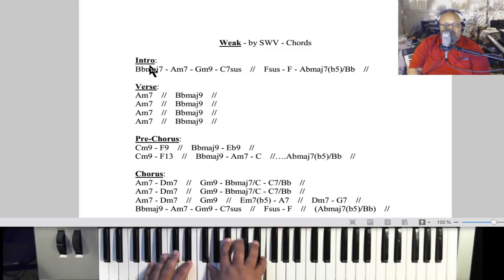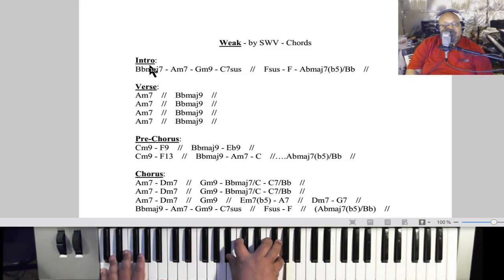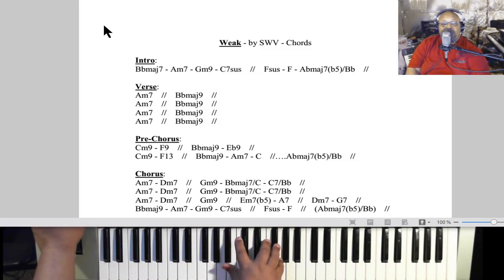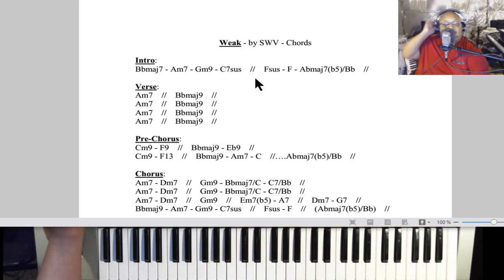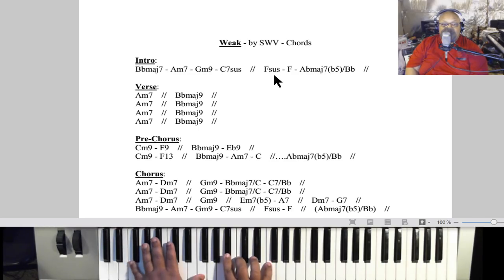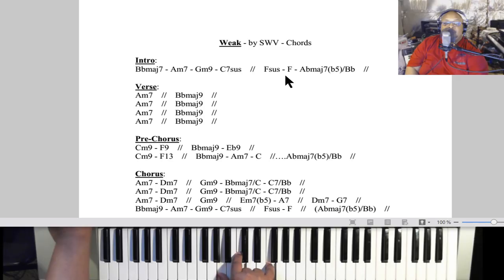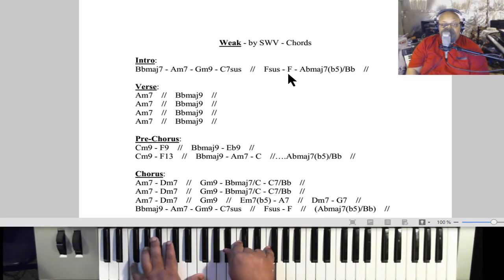1, 2, 3, 4. And then you have a divide right there. Just look at that as a bar line or whatever, just dividing the measure. And then you go back to, now it says F suspended, and then you have F major chord. F suspended to F major, F suspended, F major.